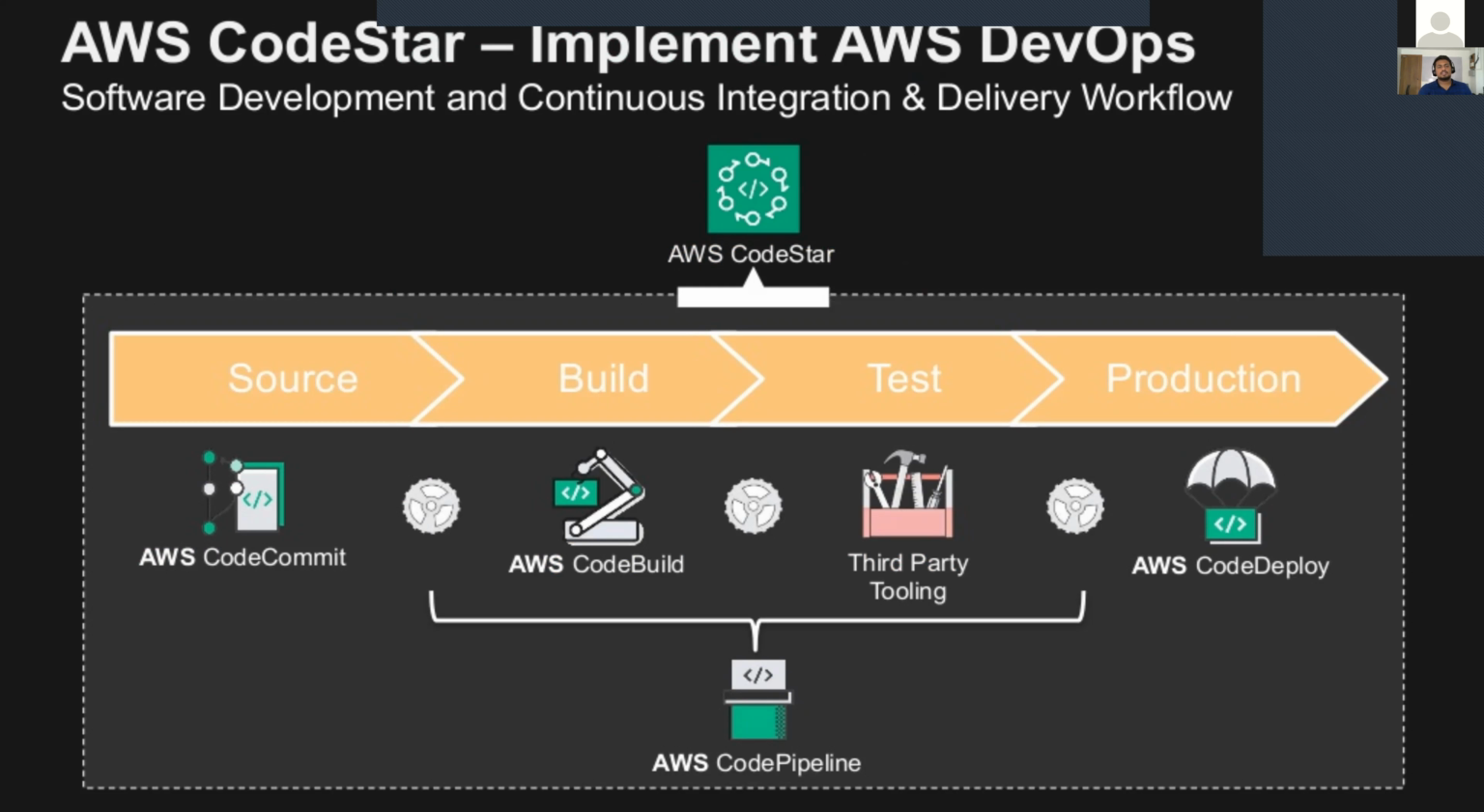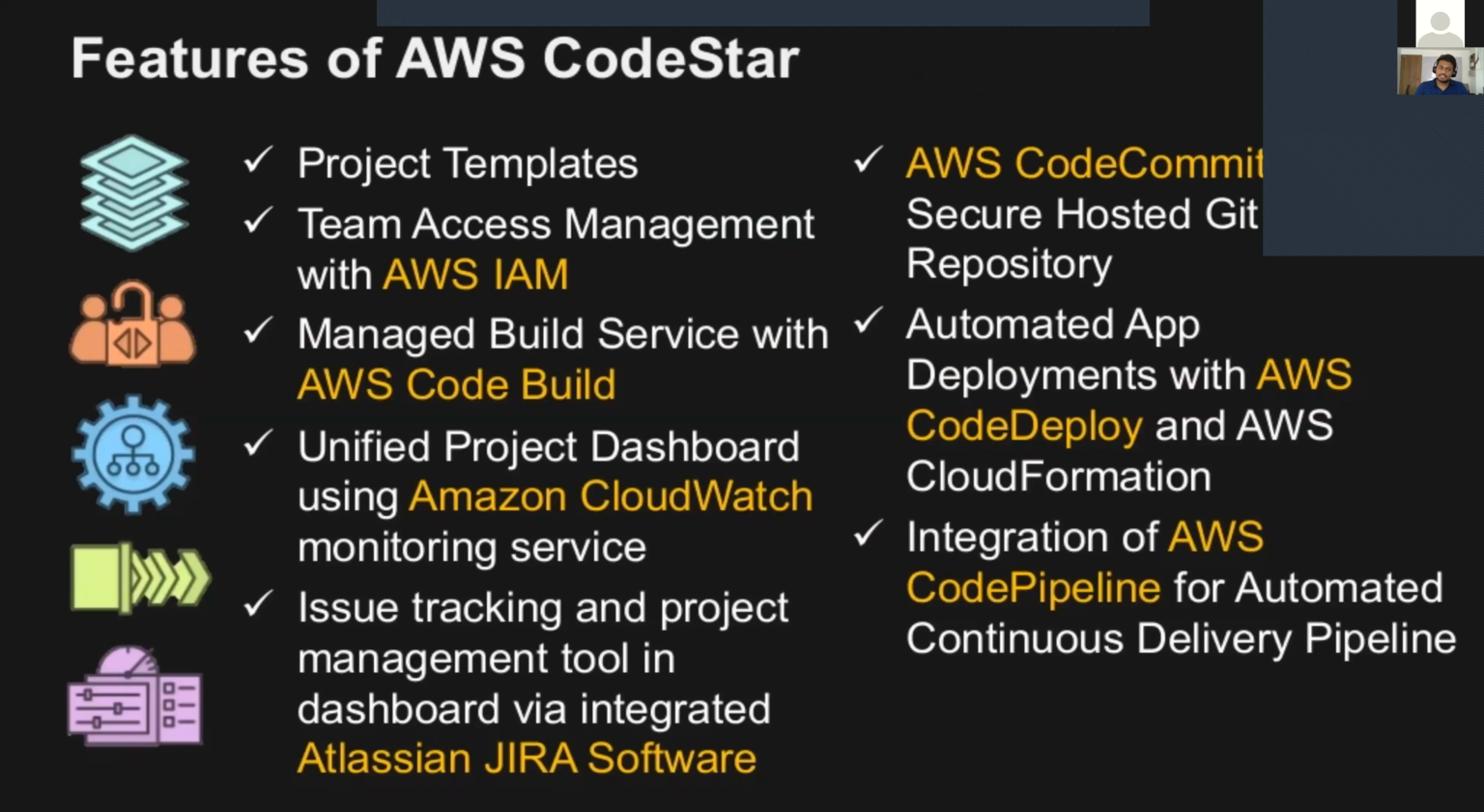The features of CodeStar. It has many project templates, and team access management with AWS IAM is done, and it is a managed build service with AWS Code Build. You have unified project dashboards using Amazon CloudWatch. You have issue tracking and project management tools in the dashboard. You have your code commit, secure hosted Git repositories, and you have your automated app development with AWS Code Deploy and AWS Cloud Formation. You have integration of AWS Code Pipeline for automated continuous delivery pipeline.